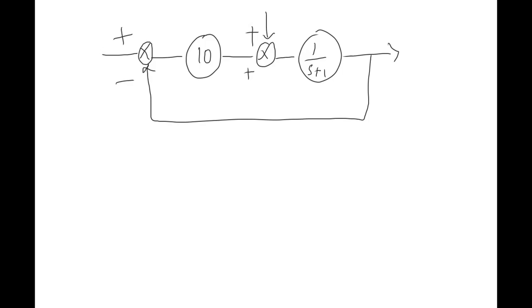So, using the Routh criterion. In the Routh criterion, what do you do? You find the transfer function and equate the denominator to 0. That is called the characteristic equation. From the characteristic equation, you form the Routh table and then do the analysis.